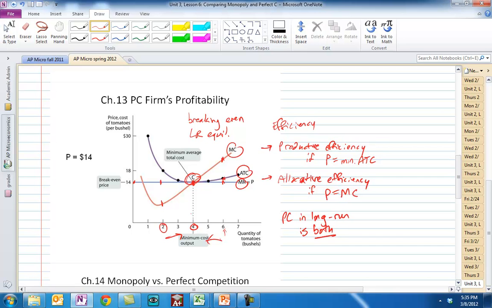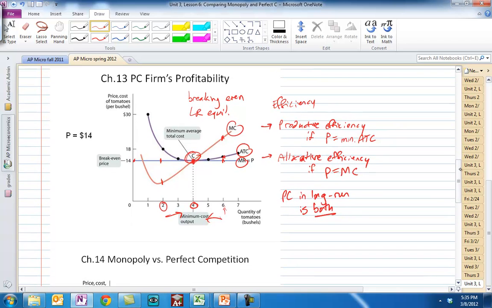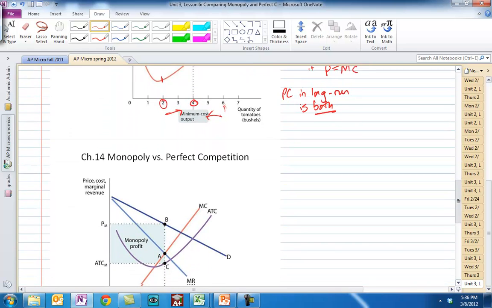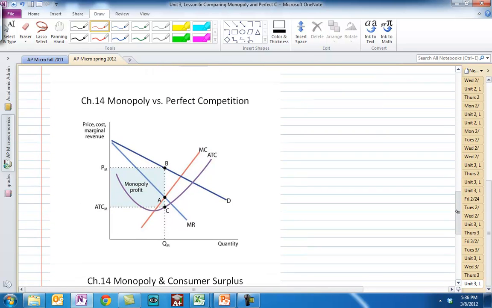So all that's to say that perfect competition is as efficient as you can get according to these 2 definitions, which is the way that economists define efficiency. Remember, another way we defined efficiency back in the first unit was with surplus, consumer and producer surplus. So we'll come back to that in a couple slides. But now let's go on to look at the productive and allocative efficiency of monopoly.